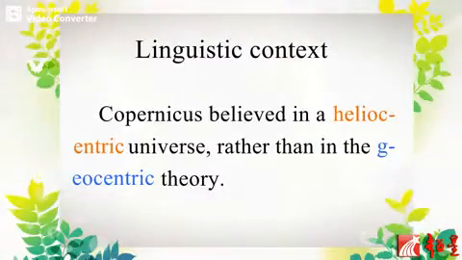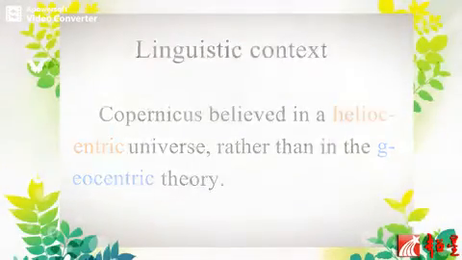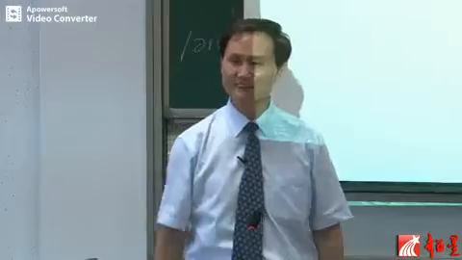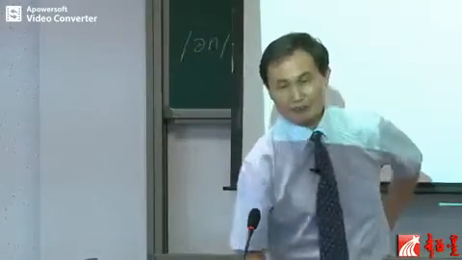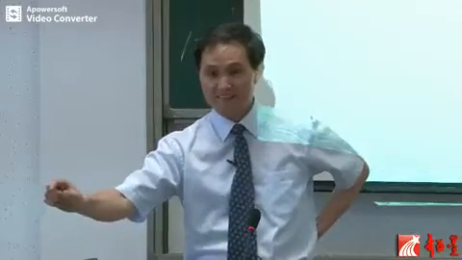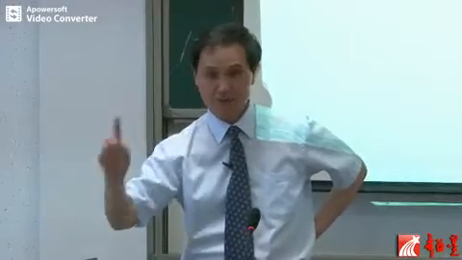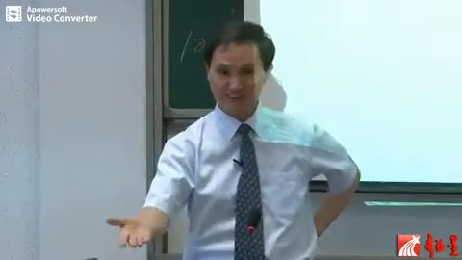Now let's look at this one. Copernicus believed in a heliocentric universe rather than in the geocentric theory. Here we have two new words. One is heliocentric, one is geocentric. Can we work out the meaning? I'm sure you can. Now let's look at this word. Here we have the word center, centric, right? 中心的. We know this word.